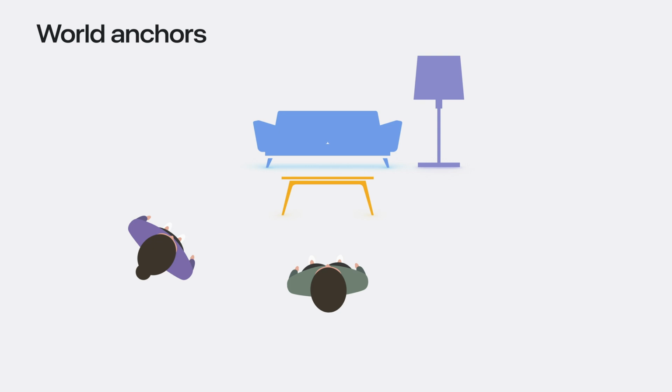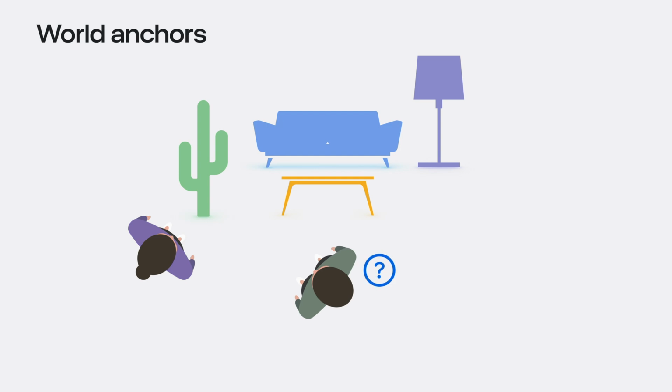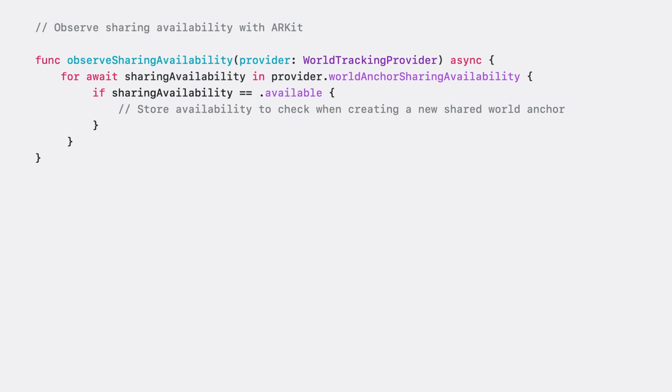Now, if any person adds a piece of furniture to the room, I want all nearby participants to see that furniture appear. This will really make it feel like we're collaboratively designing a room together. First, I need to make sure that shared world anchors are available before I try to create one. I observe the new world anchor sharing availability on my world tracking provider. When this becomes available, I know my app is actively shared with people nearby, and I can create a shared world anchor.